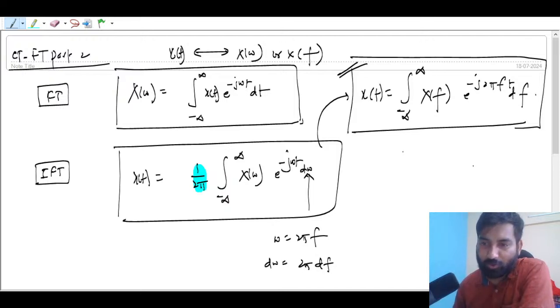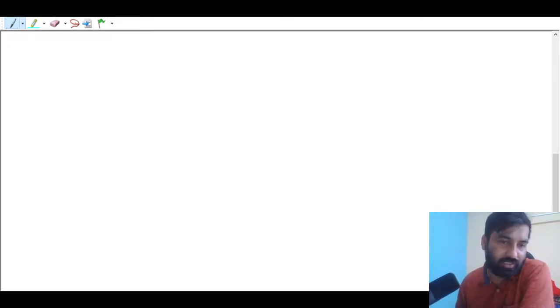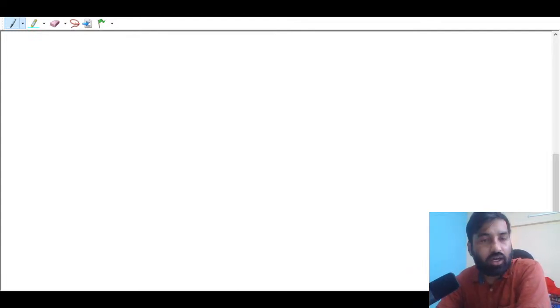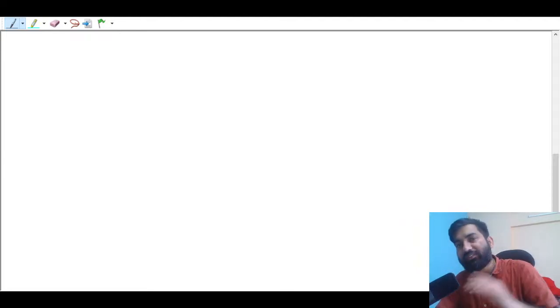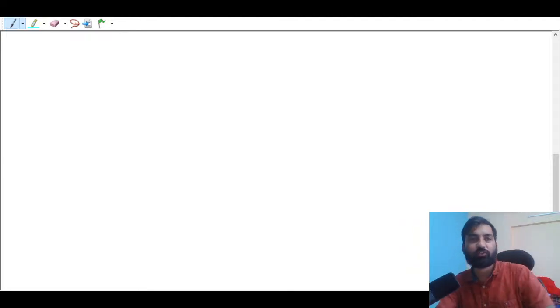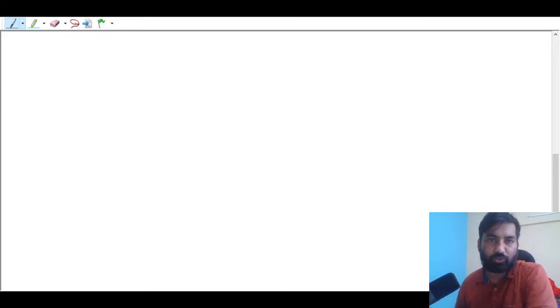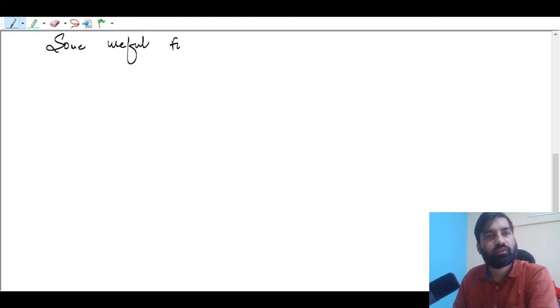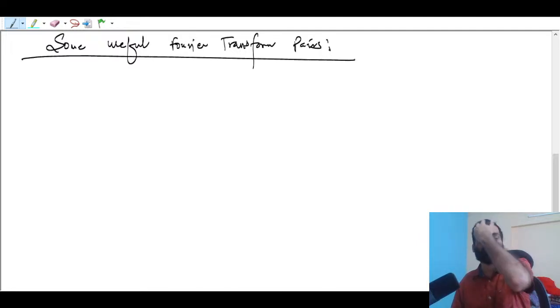And I told you about the f domain and omega domain. Let me recall as well, and then we will compute some of the Fourier transforms. We will be given a time domain signal and we have to compute the Fourier transform. So some useful Fourier transform pairs that you have to remember as well, because in the exam you don't have much time to compute the Fourier transform directly.